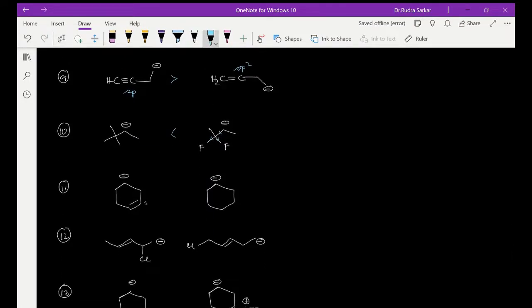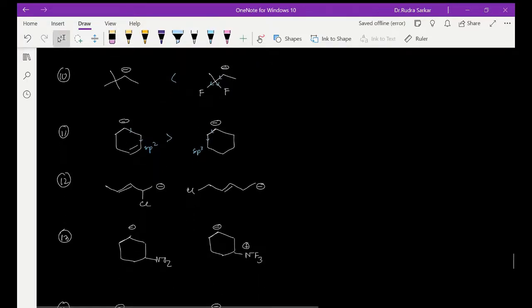In this, this is sp but this is sp3, so sp carbons are more electron withdrawing than the, this is sp2, sorry, than the sp3, and hence sp2 carbon will stabilize more than the sp3 carbon, and hence the stability order will be this.